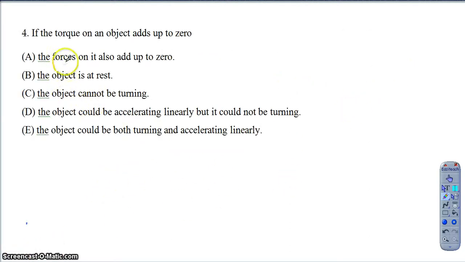Okay, so then question 4, if the torque on an object adds up to be 0, which of the following must be true? And quite a few good ones to rule out here. So the force also adds up to be 0. That is not necessarily true, right?